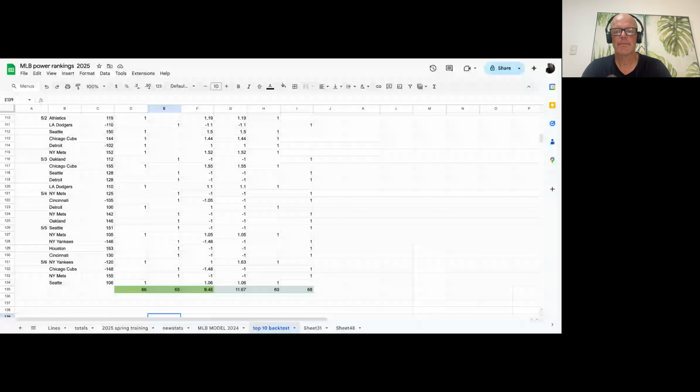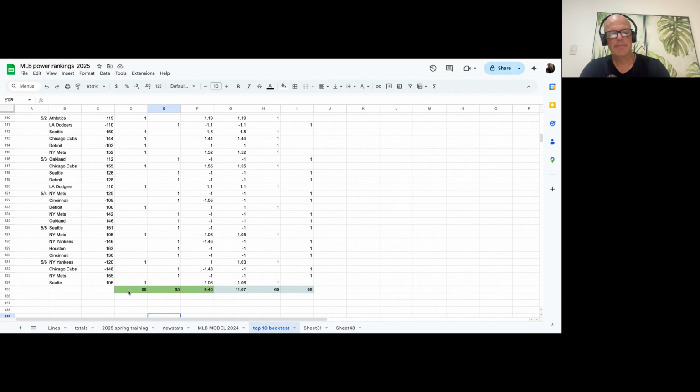So the first thing I want to pull up is this screen here. If you look down here on the bottom left, you'll see it says 66 and 65, plus 9.46 units. Now I made some changes to the way I'm handicapping the model. It's the same model, same stats we've always used. I've just used a different approach.